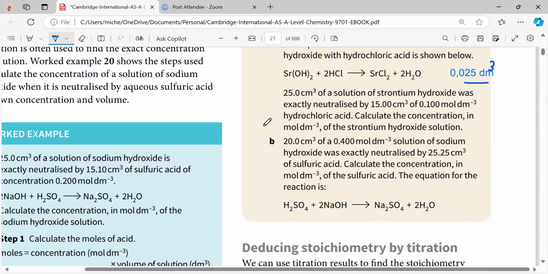Okay, so question B is actually the same. If you have any questions, you can just ask me right away. You can just type it in the chat box. But if not, I'm going to continue with part B. It's actually the same method, but I'm going to do this a lot faster than before. So right here, the solution of sodium hydroxide was exactly neutralized by 25.25 sulfuric acid.